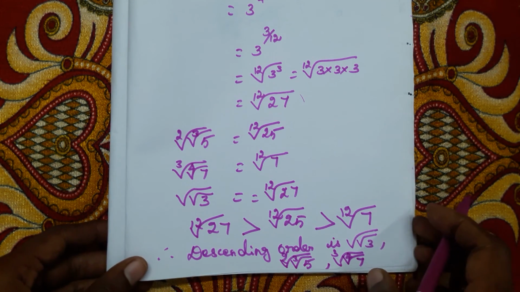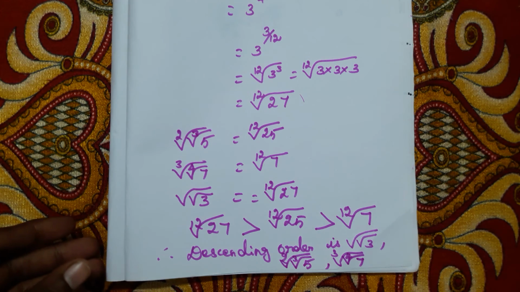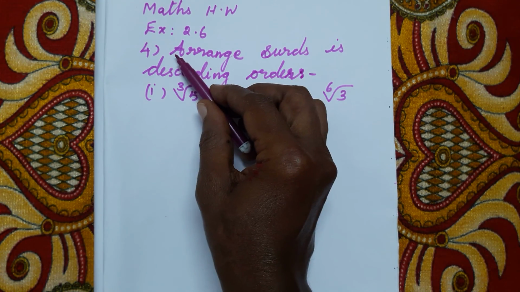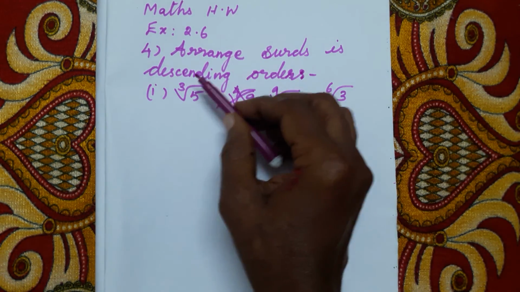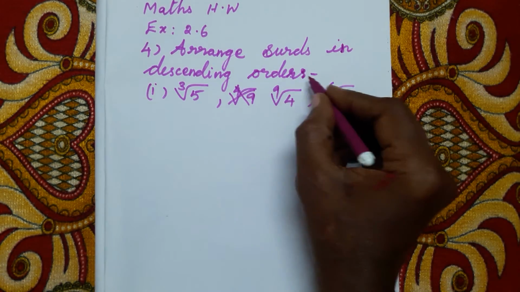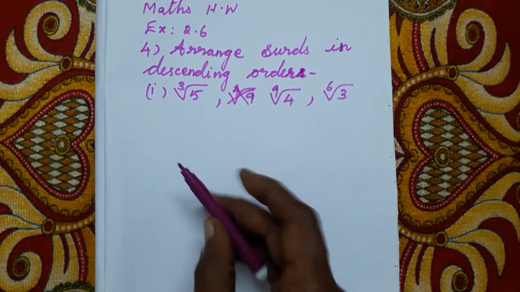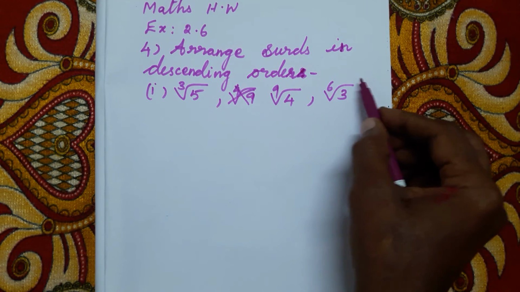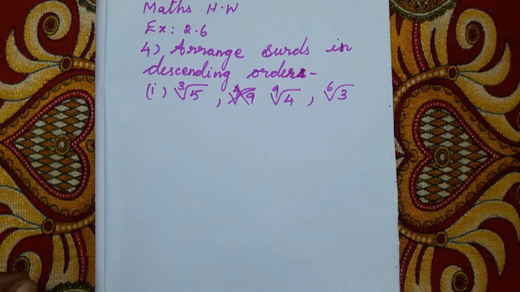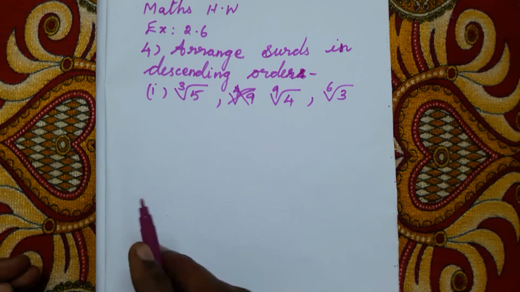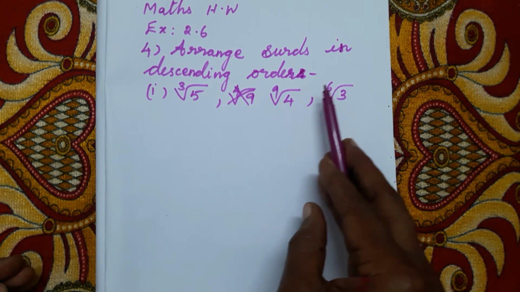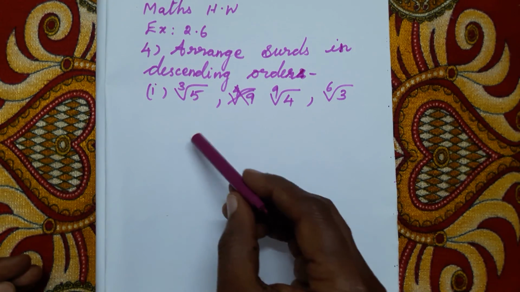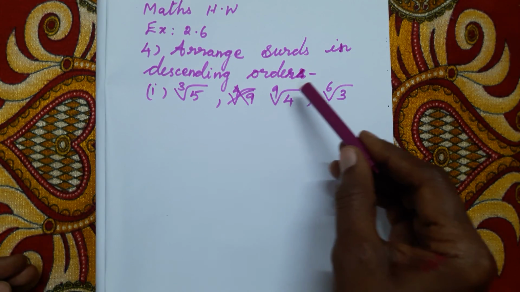Same like that, one problem you have to do as homework. Homework problem, exercise 2.6, fourth problem. Arrange the surds in descending order. First problem: cube root of 5, 9th root of 4, 6th root of 3. Now we completed the same model. First convert these surds into the same order and write in descending order. Can you do this problem? First convert these orders into the same and do that.